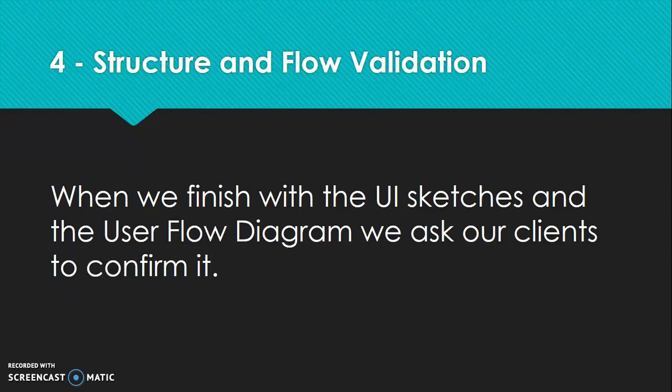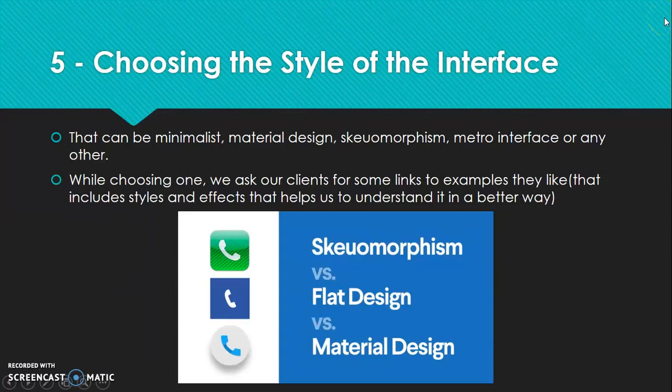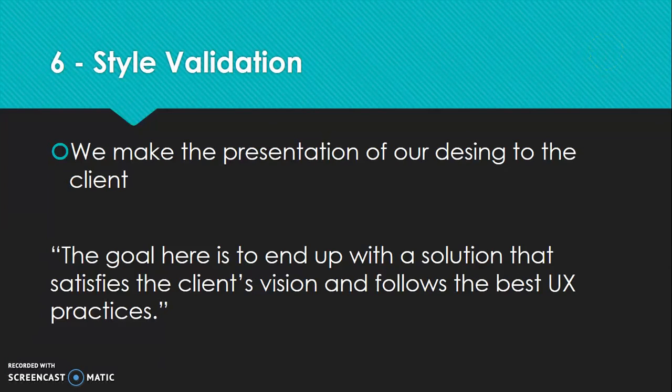Now, in this part, we will choose the style of the interface. That can be minimalist, material design, skeuomorphism, metro interface, or any other. When we are choosing the interface style, it is very good to ask our clients for some examples of interface styles that they want, to better fulfill the project's goal. After choosing our interface style, we will present it to our client or the user experience team to check with them if it fulfills all the things in this style.